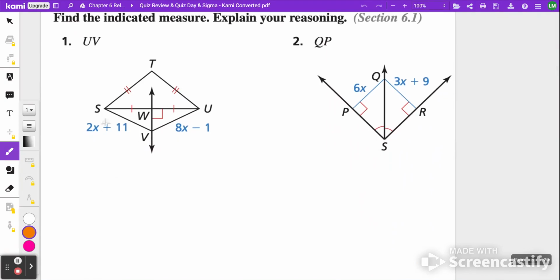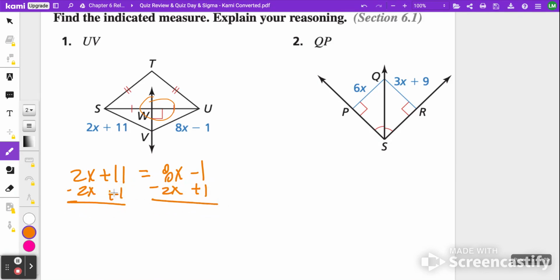Number one, we are looking at a bisector for finding the length of UV. What we do know is that SV is equal to UV because of that perpendicular bisector right here. So we can take our two expressions, 2x plus 11, and set it equal to 8x minus 1. We're going to go ahead and solve for x here, and we get x is equal to 2.